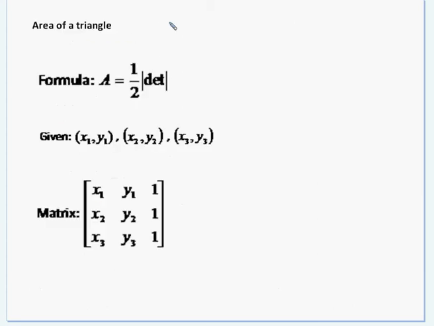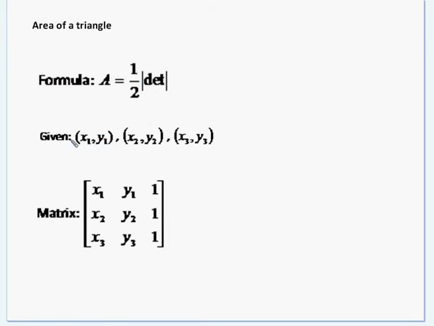Now for area of a triangle, we use the determinant formula to find the area of a triangle. So the formula for this is area equals 1/2 of the absolute value of the determinant. The reason it's absolute value is because area can only be measured as a positive number, so whatever your determinant is, just make sure it's positive.